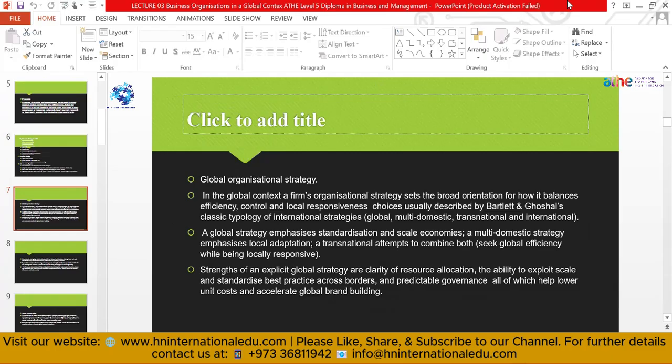The global context affirms organizational strategy sets the broad orientation for how it balances the efficiency, control, and local responsiveness choices, usually described by the Bartlett and Ghoshal classic typology, that is of the 3 most important components of the international strategies, including the global, multi-domestic, and transnational and international. That is what's going on between the countries and within the country. A global strategy emphasizes standardization and scale economies.